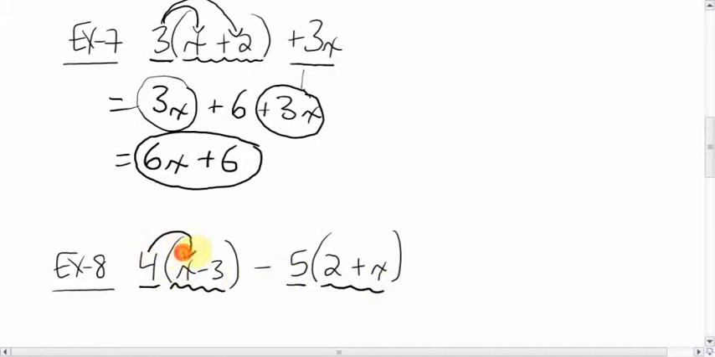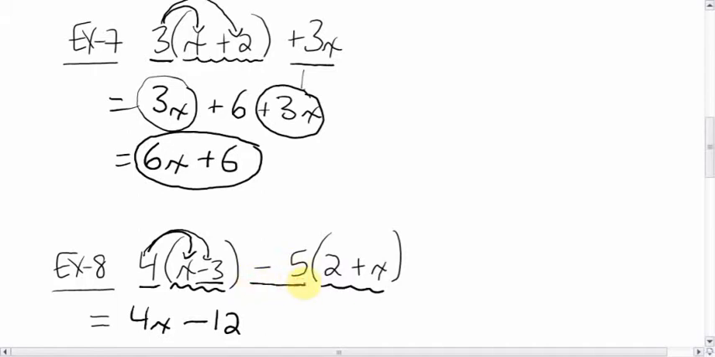4 times x. Let's do this one first. 4 times x is 4x. And 4 times negative 3 is negative 12. Now, this brings us to this negative sign. Who does it belong to? It actually belongs to this 5.